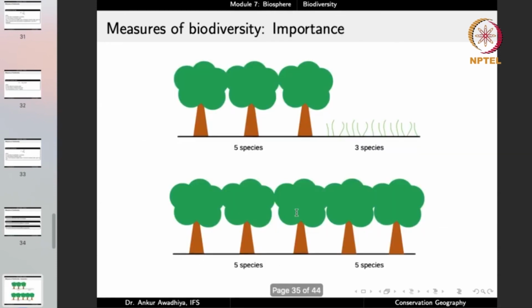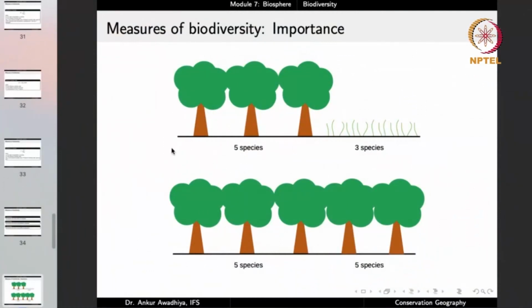Now concepts like these become important because in a number of cases, if we are not careful about the different scales at which we are measuring the biodiversity, we may perform something that is completely against the concept of conservation. For instance, suppose you have a forest and this forest has two ecosystems. One is a woodland and this woodland has 5 species, and the second is a marsh area which has only 3 species.